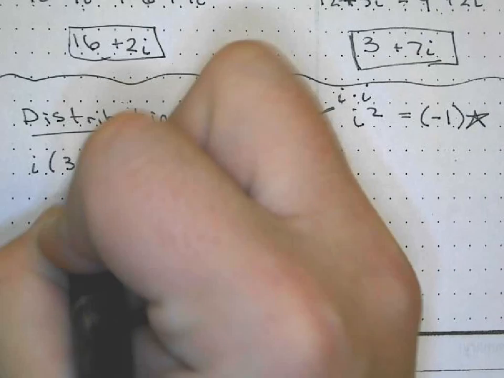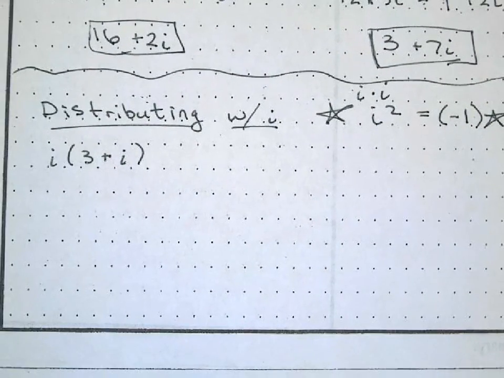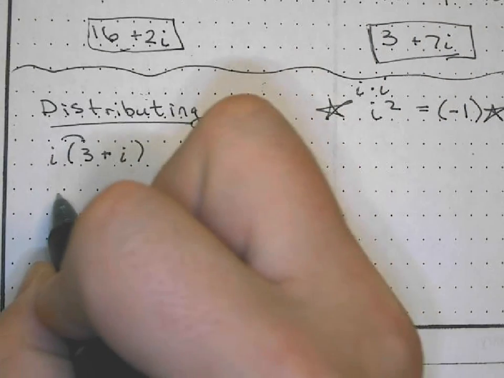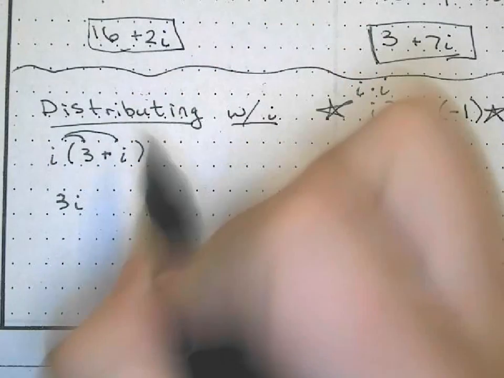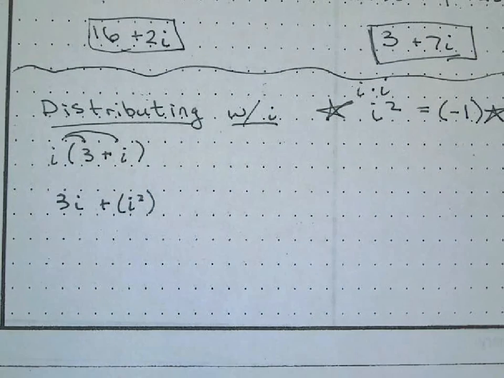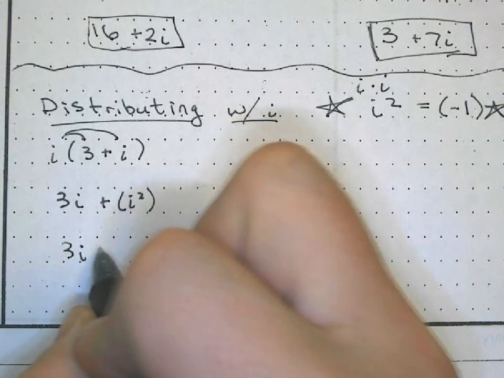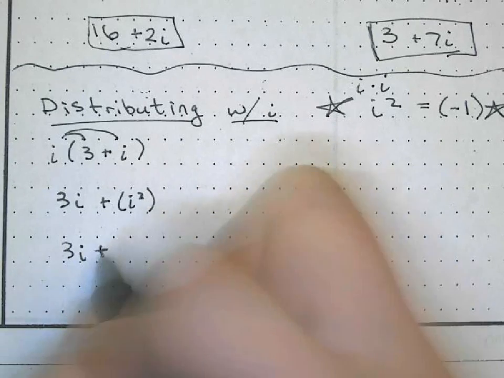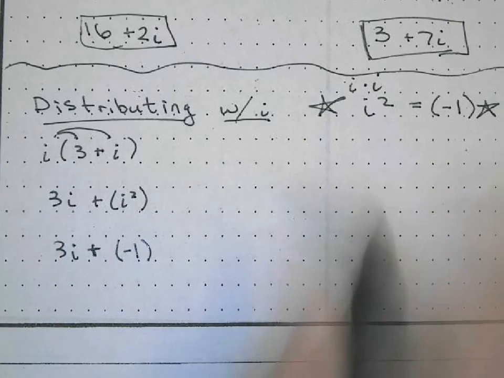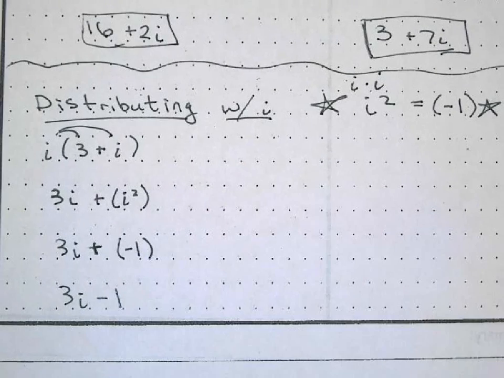So say I had i times 3 plus i. I distribute the i, so I have 3i plus i squared. 3i just stays 3i, but now since I have an i squared, I know that i squared equals negative 1, so I can turn that into a negative 1. And we don't like plus and negative, so we'll say 3i minus 1.